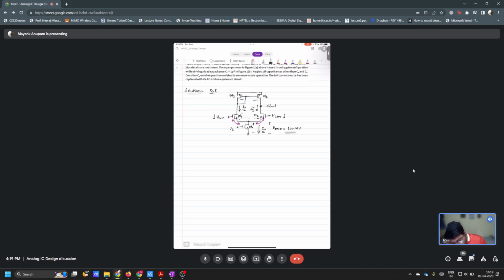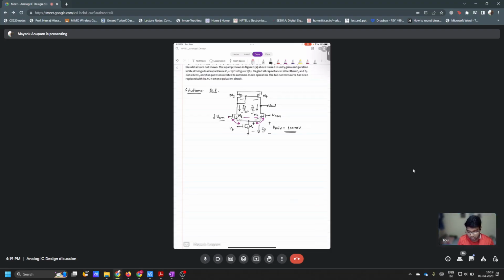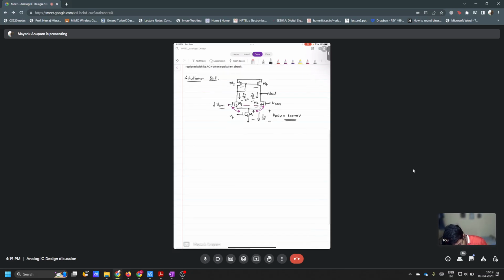Now, if you somehow start decreasing VCM, okay, no, before that, for this current I naught by 2 to flow between these two transistors, you have to have a certain amount of VGS in M1 and M2, right? And how will you find out what is the VGS of M1 and M2 for this current I naught by 2 to flow? Root over 2 I naught by mu n Cox W by L plus Vt, sir. You will use this relation, right?